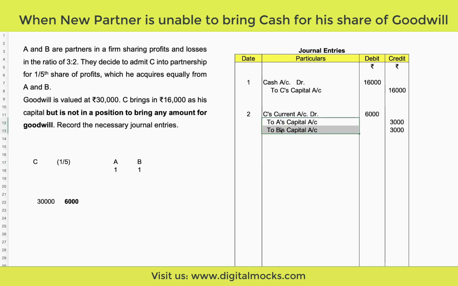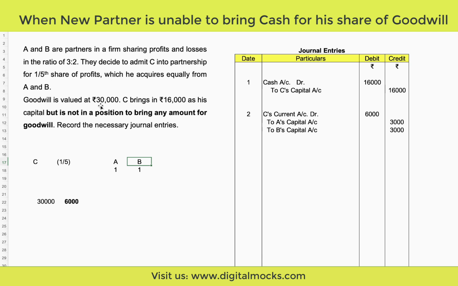And now the question comes: why have we credited A and B's capital accounts? In my previous video also I have discussed this, so again I am going to explain why we give credit to the sacrificing partner. The reason is that this goodwill is the extra profit which the firm is going to earn in future. Not now, in future. But to generate this goodwill, who worked hard? A and B worked hard. So logically this 30,000 we need to distribute between A and B only. C, the new partner, should not get any share.